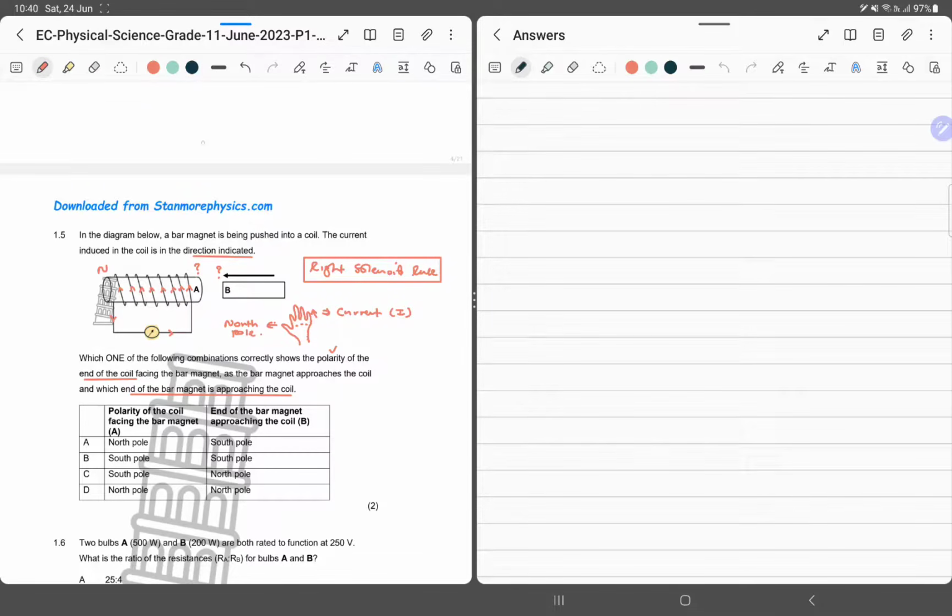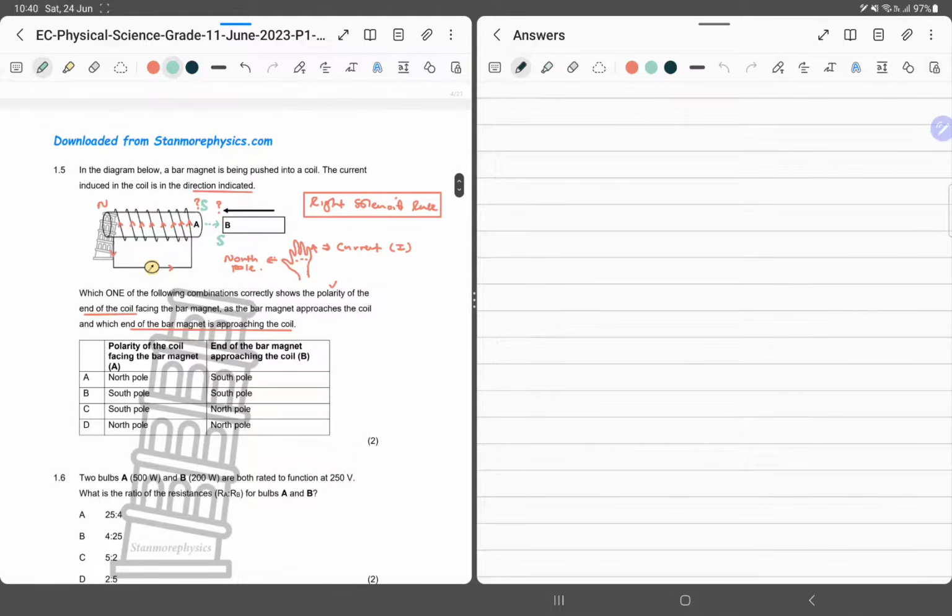And then what we were asking ourselves is what is the South Pole. Okay, great. If that is the South Pole, it will always try to oppose the magnet as it is approaching, making it the South Pole as well. So that means it's going to be south. Great, not a problem. So you see, this is very easy. So the polarity of the coil facing the bar magnet is going to be the South Pole, right? And the end of the bar magnet approaching the coil, we could see here, is the South Pole.